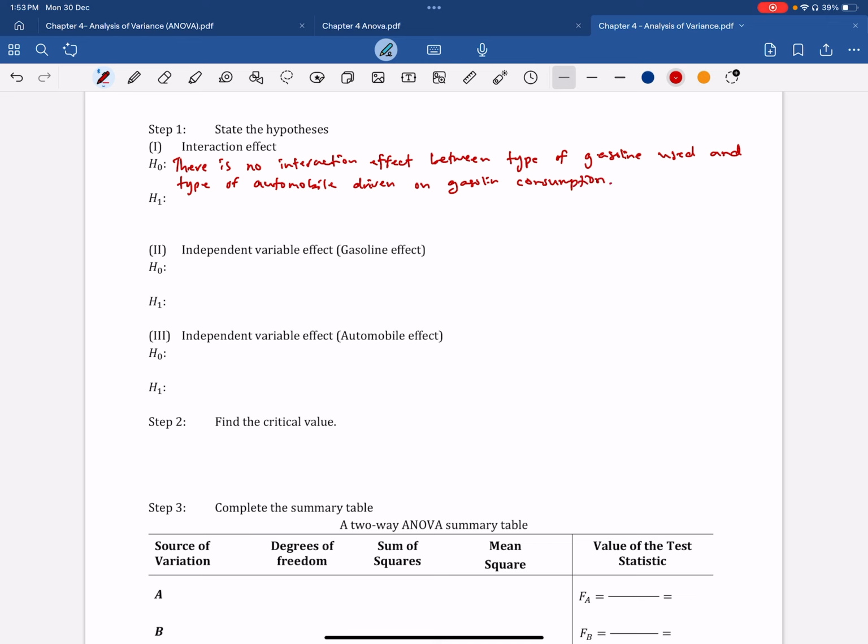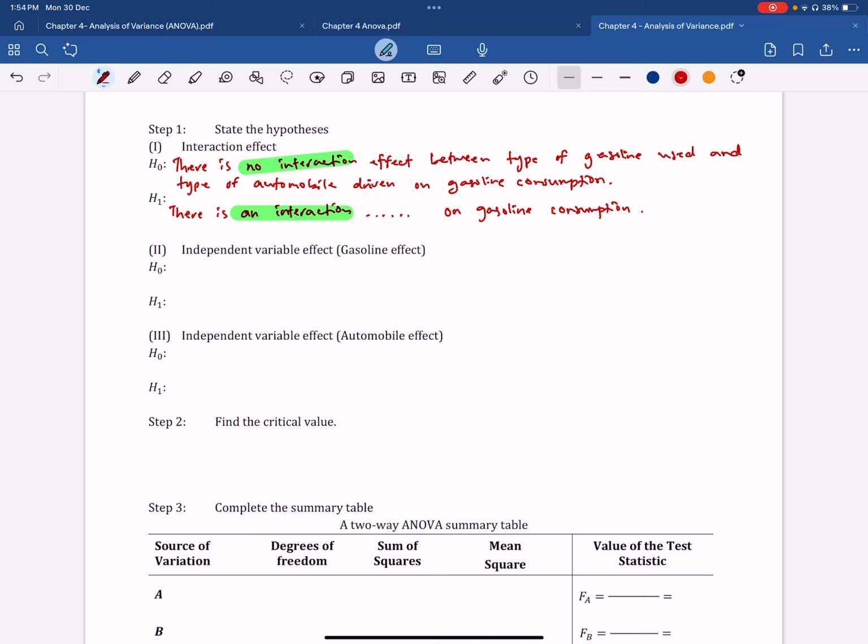And for the alternative hypothesis, H1, there is an interaction. So this is the difference between the null and the alternative hypothesis, whereby you just use the same wording for the rest. So you continue writing up until on gasoline consumption.